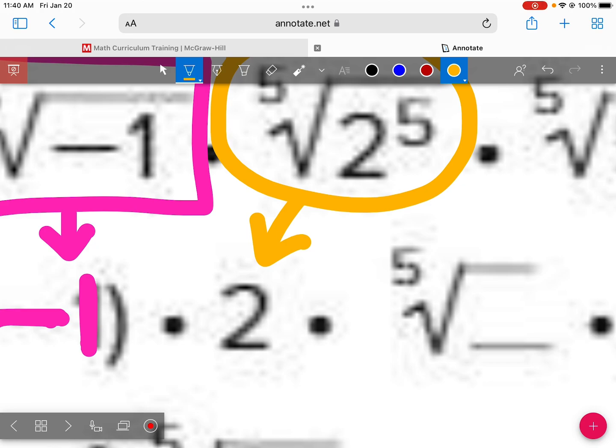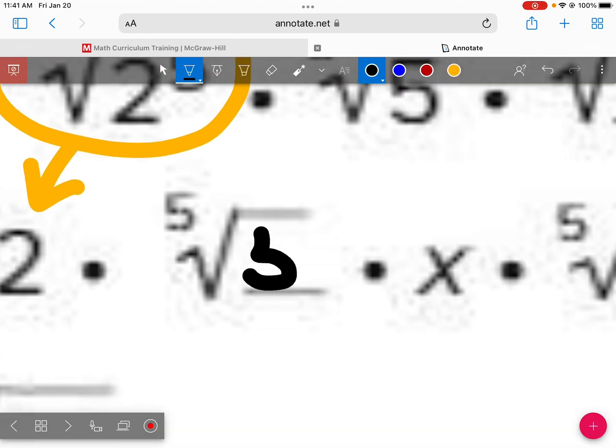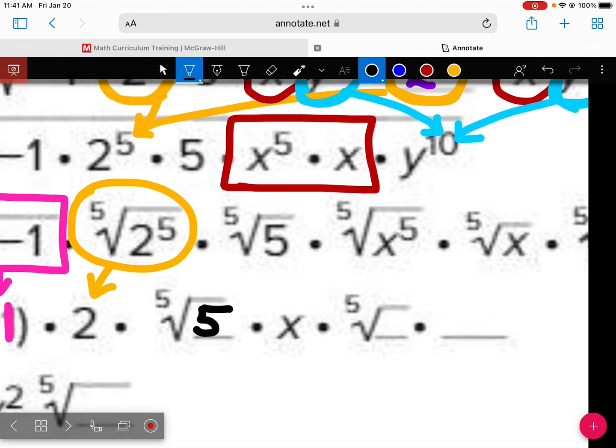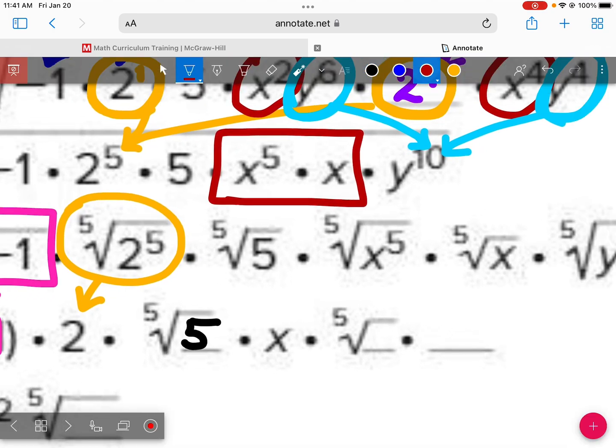Can I simplify the 5th root of 5 at all? Nope. So I'm just going to write that down underneath here. What is the 5th root of x to the 5th? X.